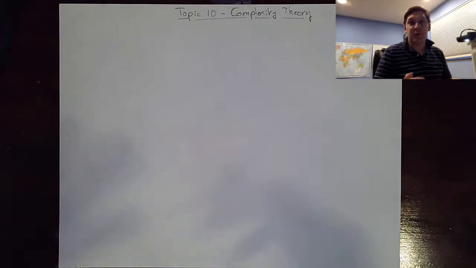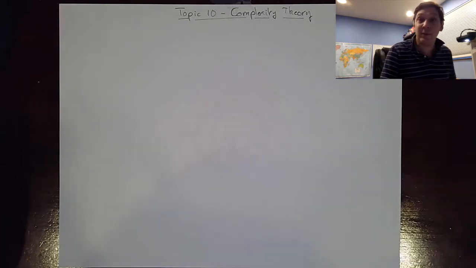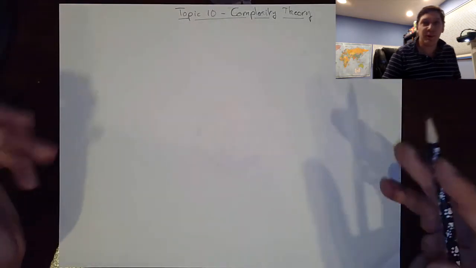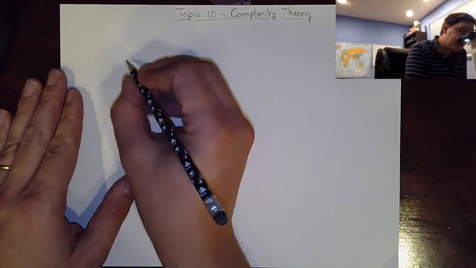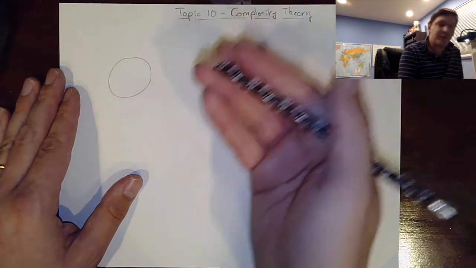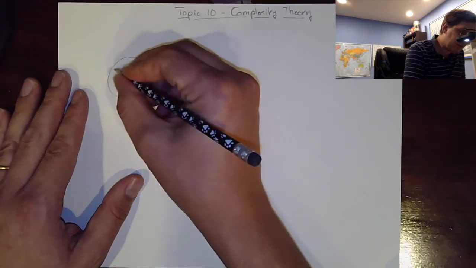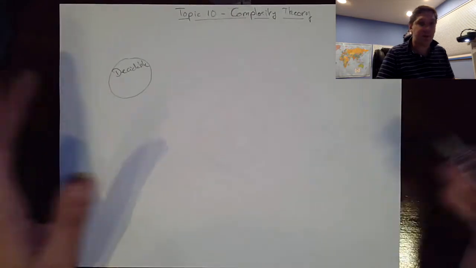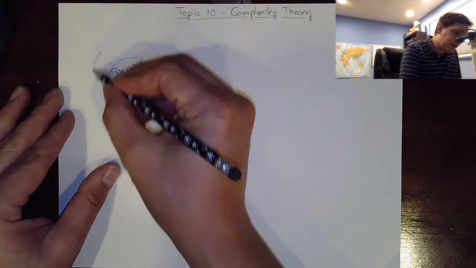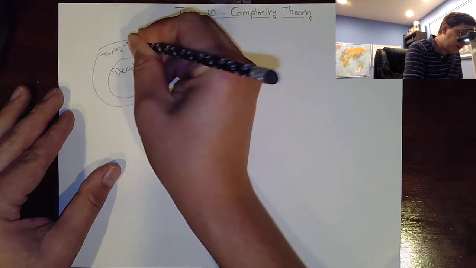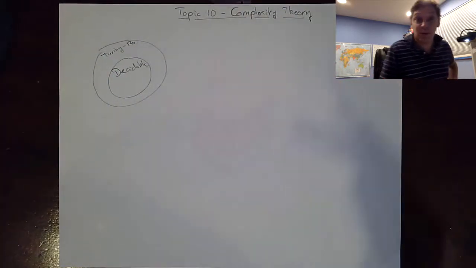Hello students, today we are going to talk about complexity theory. So you remember that when we talked about decidability, we had discovered the set of decidable languages, right? And this set of decidable languages is part of a larger set of Turing recognizable languages, and we even saw that there are some languages that are not even Turing recognizable.